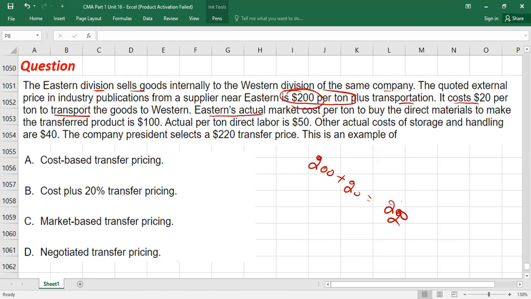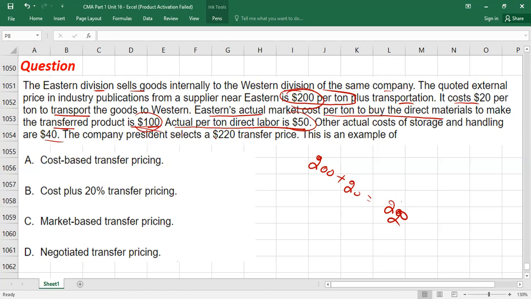Eastern's actual market cost per ton to buy the direct materials to make the transferred product is $100. Okay. Actual direct labor per ton is how much? 50. If he's buying material at $100, the labor cost he has to incur is $50, and the actual cost of storage and handling is $40. So it is going to be 190.